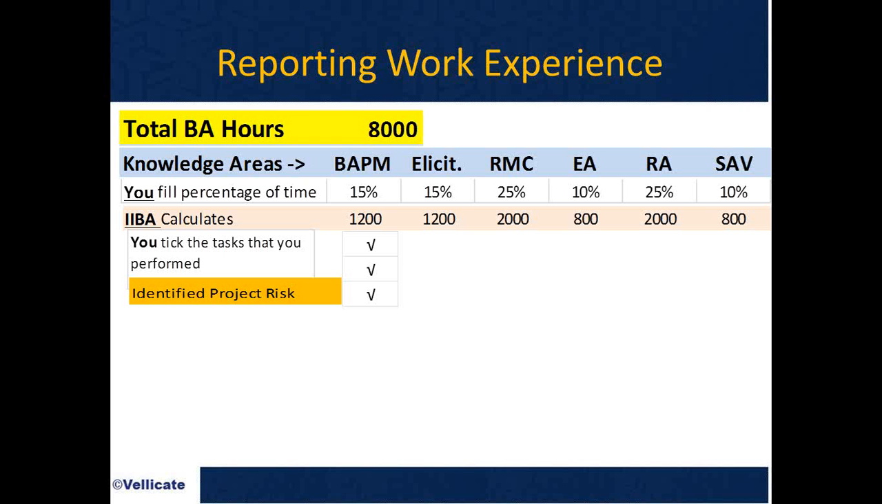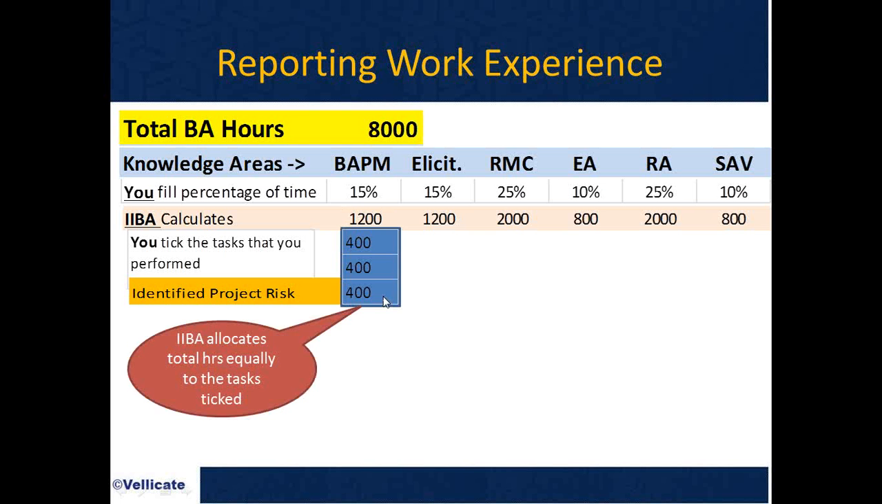8,000 hours. But what IIBA does, as part of the rule, is proportionately allocate this 1200 hours to the number of ticks that you have. So they will allocate 400, 400, 400, though you spent only 20 hours on project risk. IIBA allocates those hours equally to all those ticked.